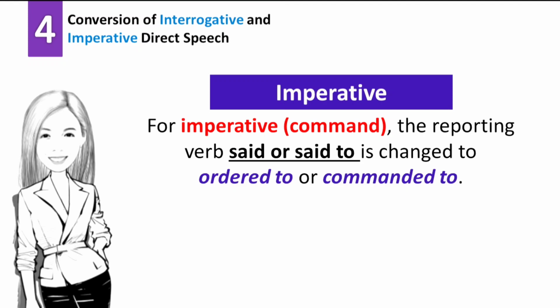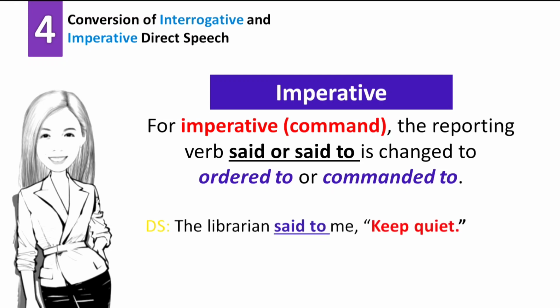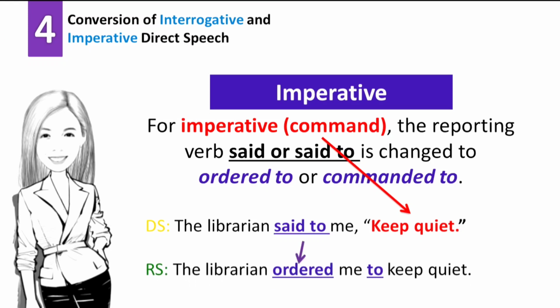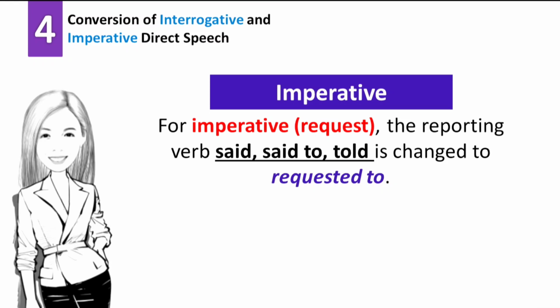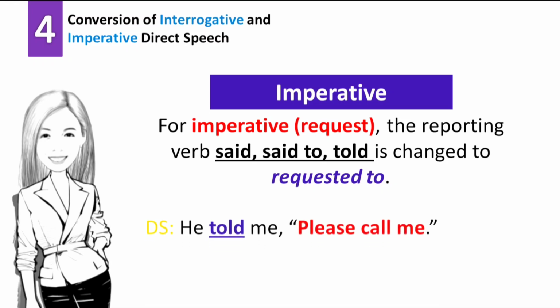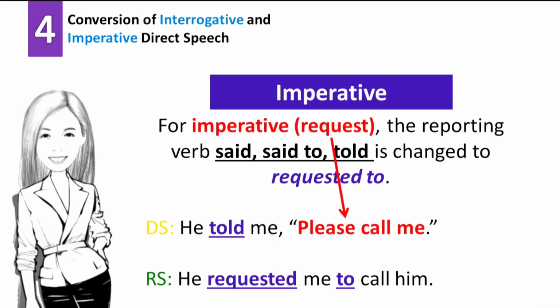For imperative or command, the reporting verb said or said to is changed to ordered to or commanded to. For example, the librarian said to me, "Keep quiet." Since "keep quiet" is a command, we need to change said to ordered to. For imperative requests, the reporting verb said to or told is changed to requested to. For example, he told me, "Please call me." "Please call me" is a request. Therefore, we can change told to requested to since this is a request.